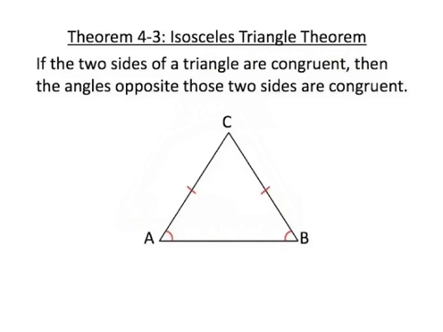Let's talk about Theorem 4.3, the isosceles triangle theorem. It says that if two sides of a triangle are congruent, then the angles opposite those two sides are also congruent. So if segment AC is congruent to segment BC, then angle A is congruent to angle B.